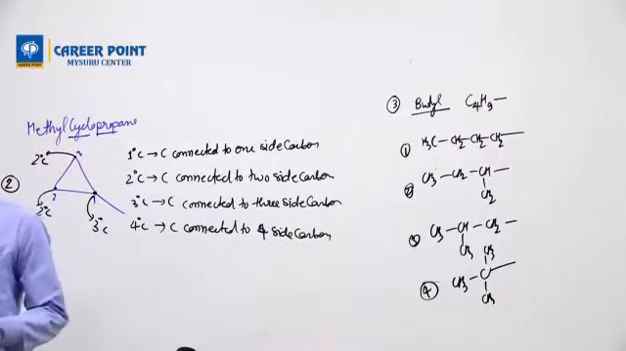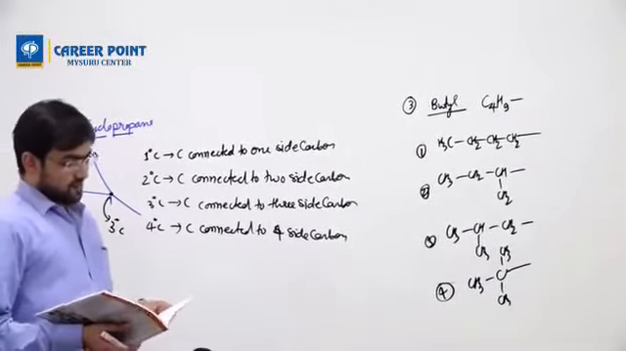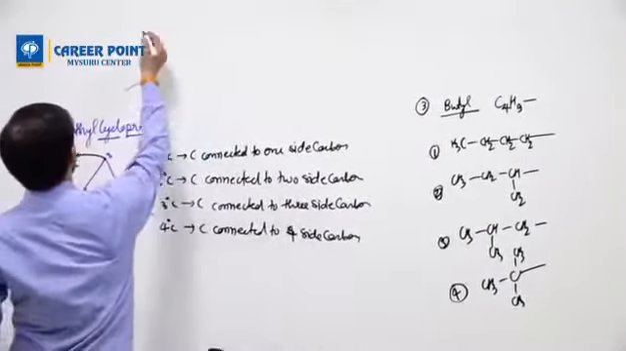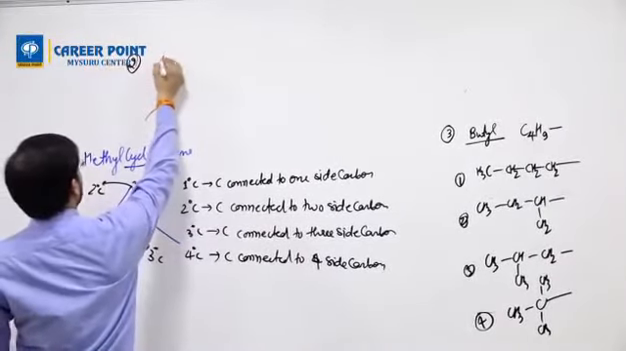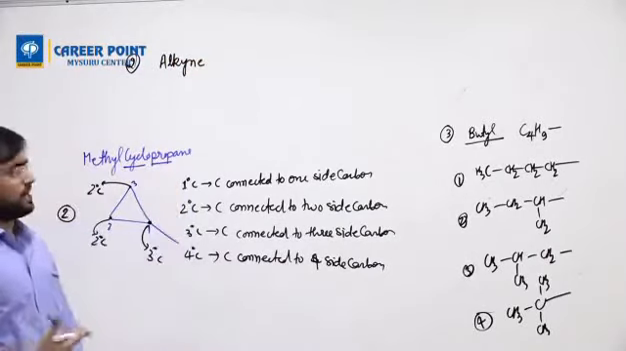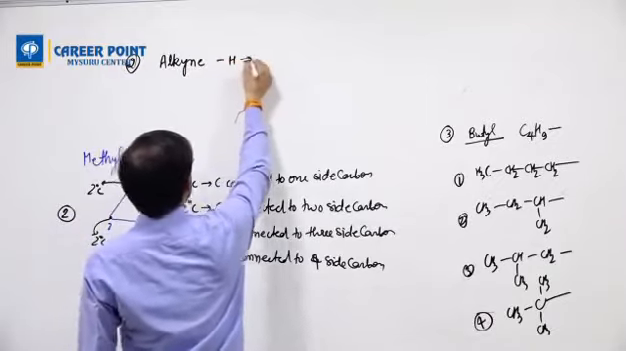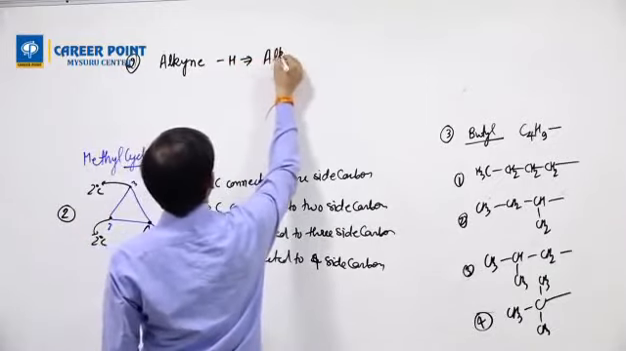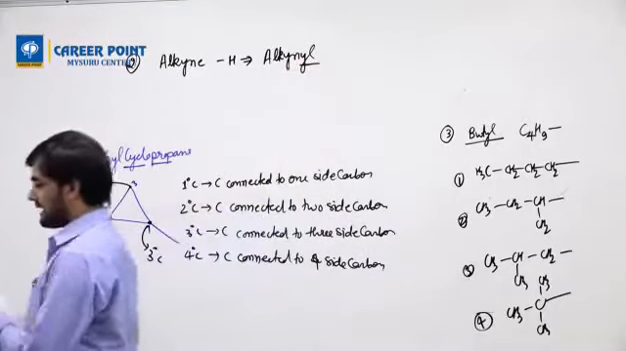Question number 2 also. When a hydrogen atom is removed from alkyne, we get... Whenever alkyne is there, or whichever group it is, if you remove hydrogen, it will give that particular word, and at the end we add YL. So we get alkynyl.